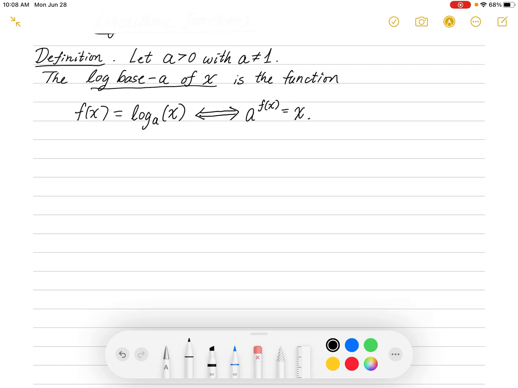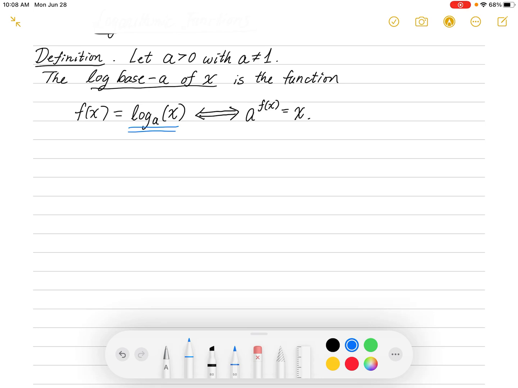Okay. So we want to define what is a logarithm. A lot of students struggle with logarithms, but it turns out they're really just the reverse of exponential functions. We want to see that. So the idea is you have a positive number we're going to call a, and it's not equal to 1. We want to define what is the log base a of x.